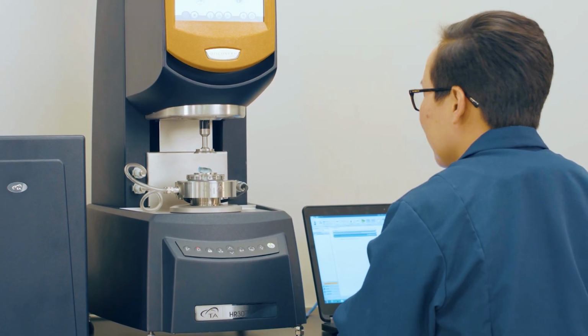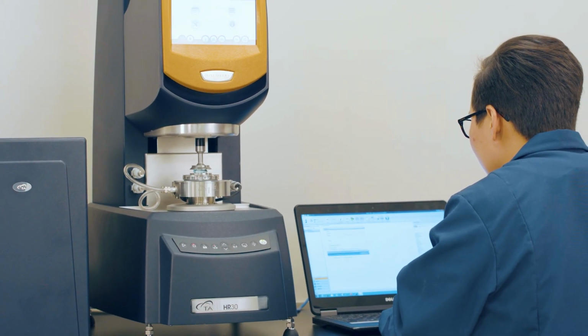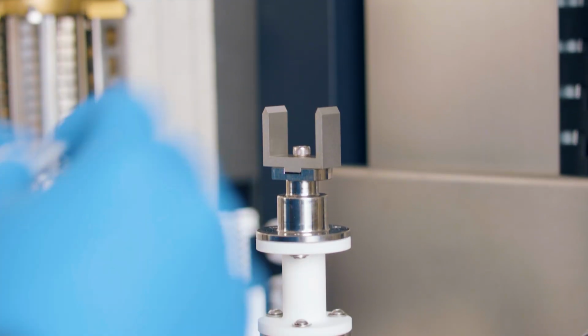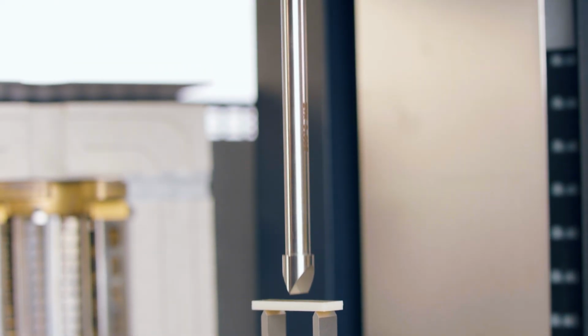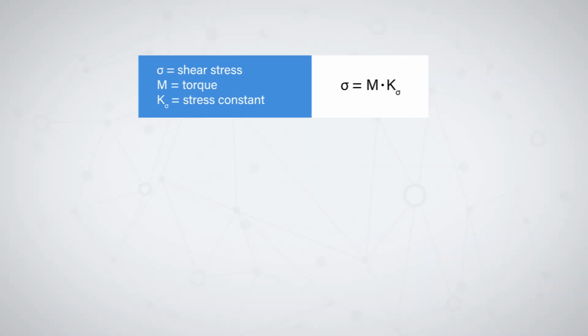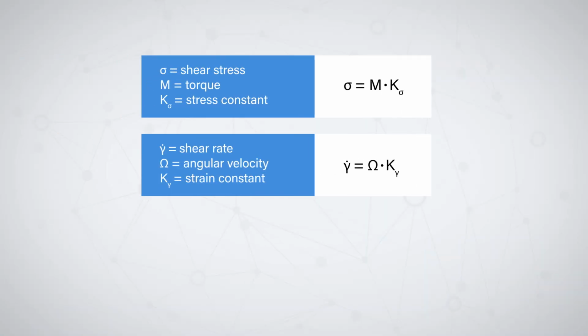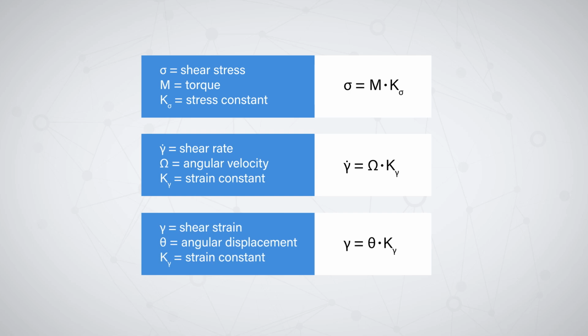Well, here's the good news. You don't have to do the math yourself. Our rheometer software uses built-in constants that are specific to the geometry you are using. These constants automatically convert the raw signals into shear stress from torque, shear rate from angular velocity, and strain from angular displacement. So now we know how we apply force or deformation and how we measure the response.